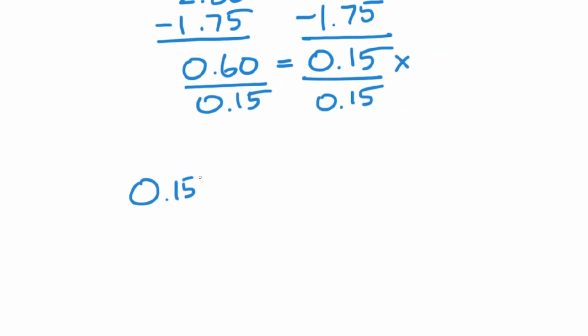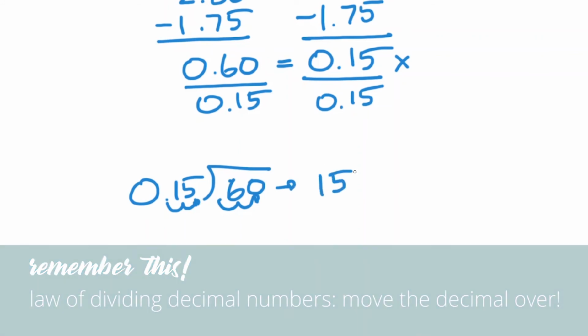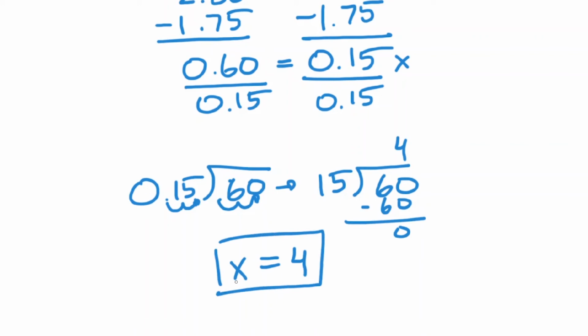Since there's a decimal here, we will need to move the decimal point over until this is a whole number. Once it's a whole number, we will move the decimal point for the number being divided. And that leaves us with x equaling 4. Now that we have x, let's plug it into B or C to find the price.